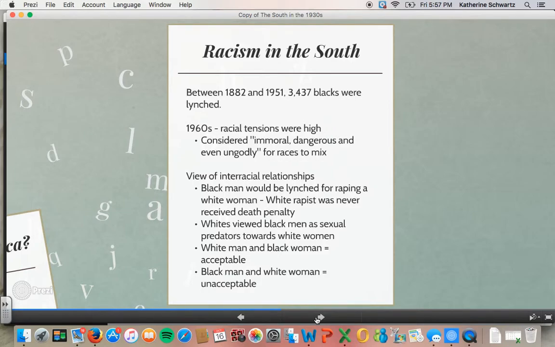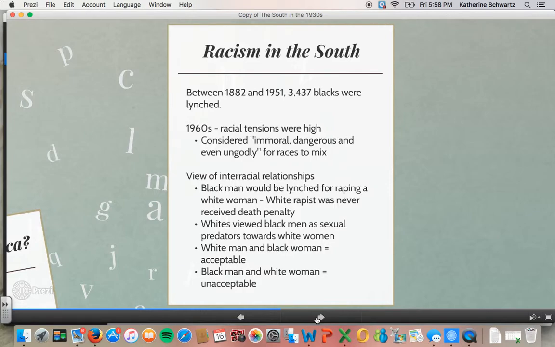Racial tensions were still very, very high. This is around the time of the Civil Rights Movement. And it was considered immoral, dangerous, and even ungodly for races to mix. Just think about that. Even today there may be people who are a little weary about that happening, but back then it was considered immoral, dangerous, and ungodly.